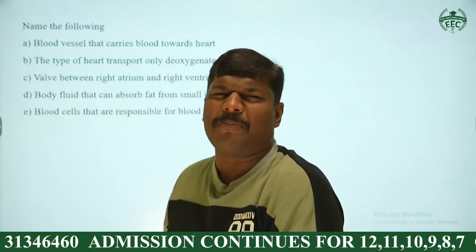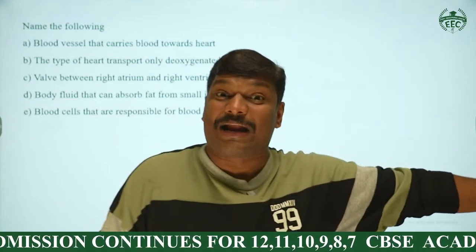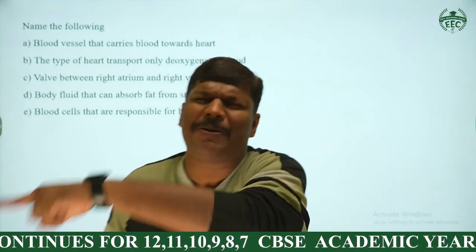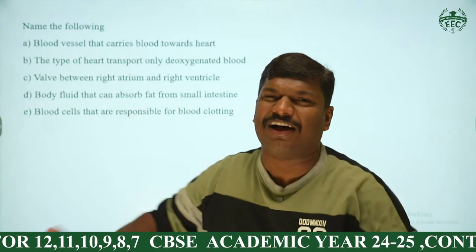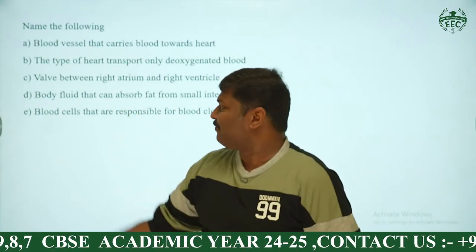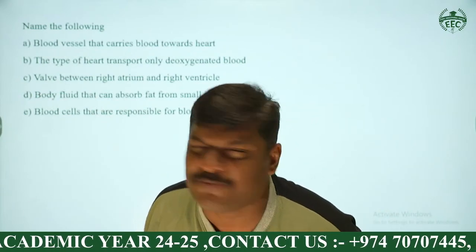All mammals are warm-blooded. All birds are warm-blooded, my dear students. While reptiles and amphibians have a three-chambered heart, they are cold-blooded organisms. And here there are some questions related to transportation in animals, and we have to write all five, one by one. Are you ready, my dear students? The first question.